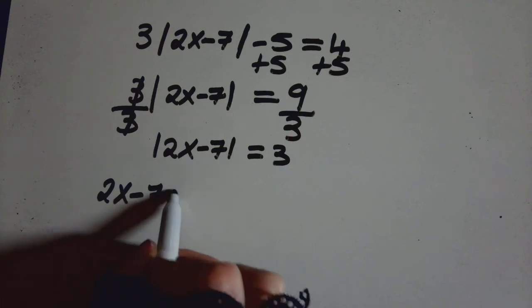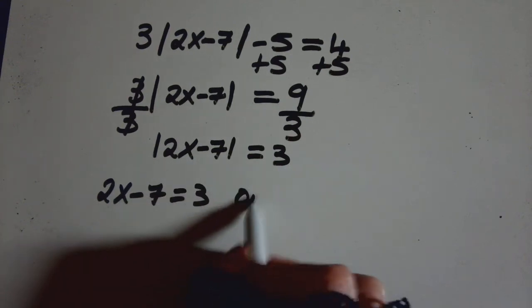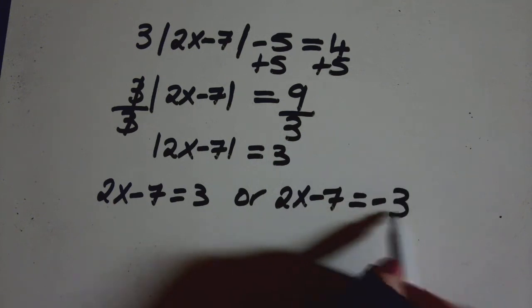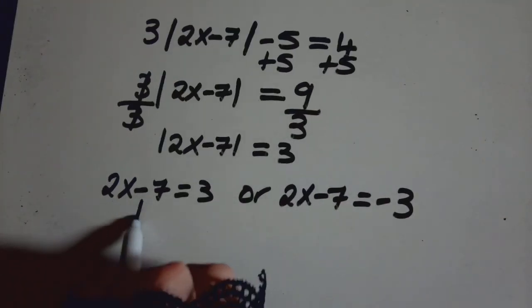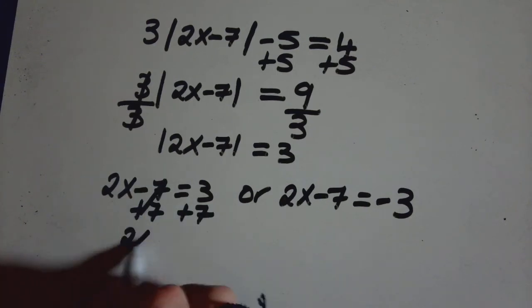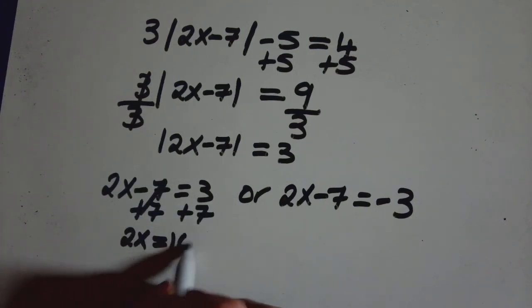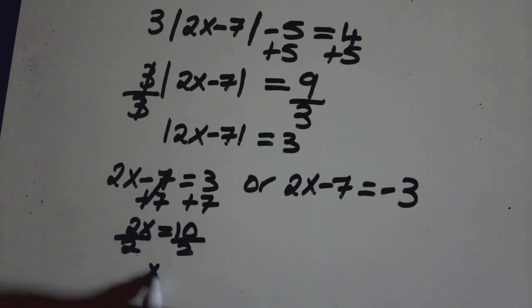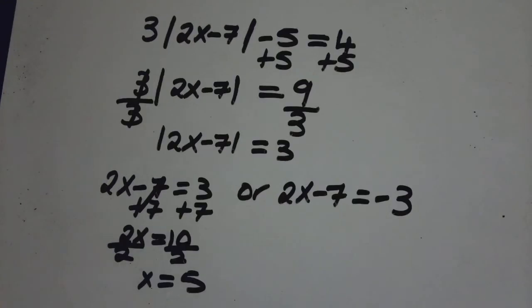2x minus 7 equals 3, or 2x minus 7 equals negative 3. So add 7 and add 7. So 2x equals 10. Divide by 2, and x equals 5.